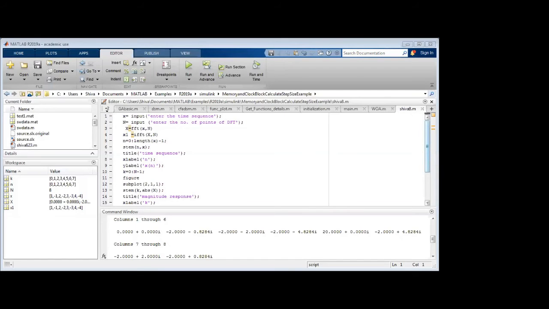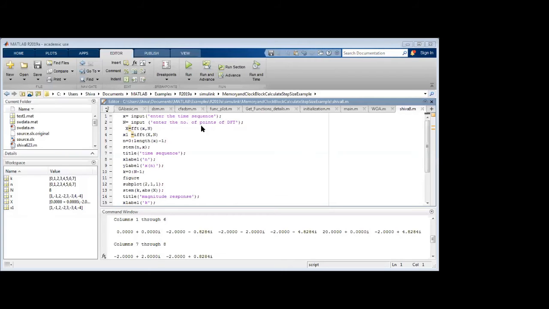Okay, so we have entered the time sequence, then we enter the number of points of the DFT. Whether it is an 8-point DFT or anything, it may be 16, 4-point, anything for that matter, we enter the number of points of the DFT.